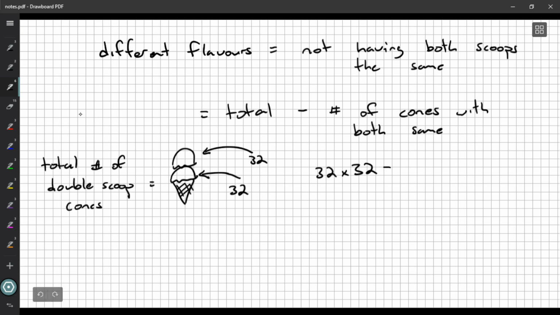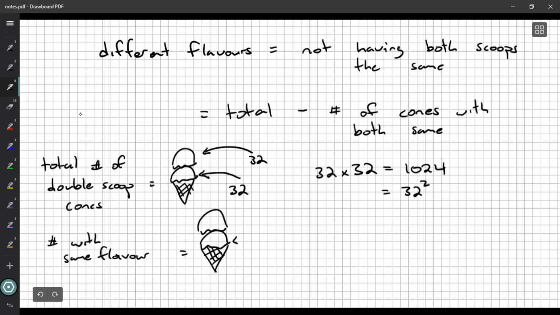Okay, so 32 times 32. And if we want to work that out, it's 1024, or I suppose you could just leave it as 32 squared. Okay, emphasizing that you've chosen twice from a collection of 32 possible things. Sort of a selection with replacement situation. Okay, so we'll have 32 squared minus, now we want the number of cones with both scoops the same. So the number with sort of a single flavor. So how do we do that? What does that sort of ice cream cone look like?